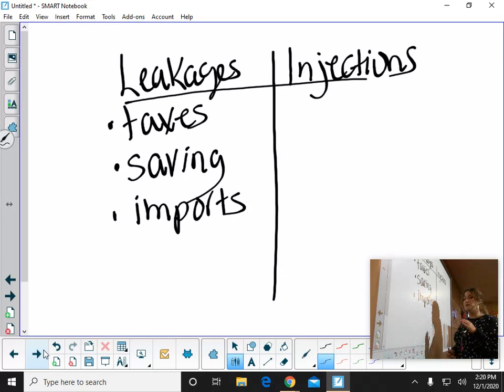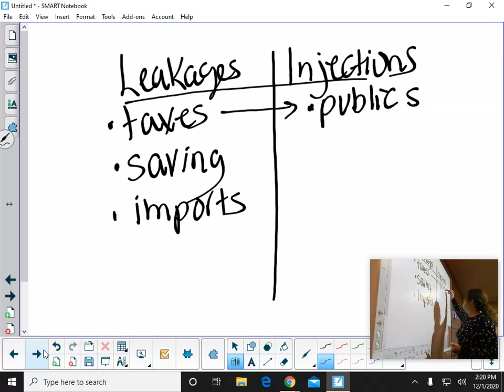Of course, in a perfect world, these will be injected back in. So taxes get injected back in as public services. Imports get injected back in as exports.